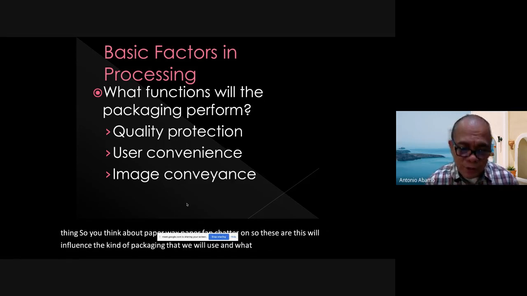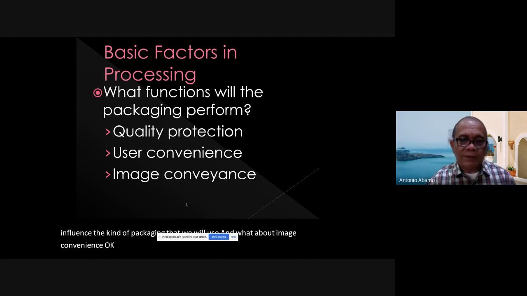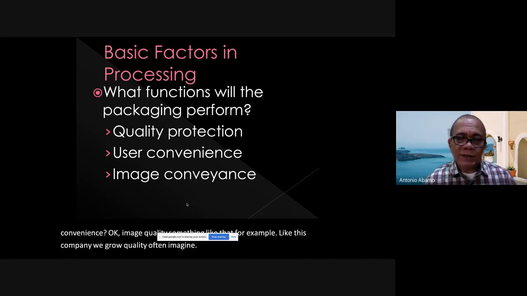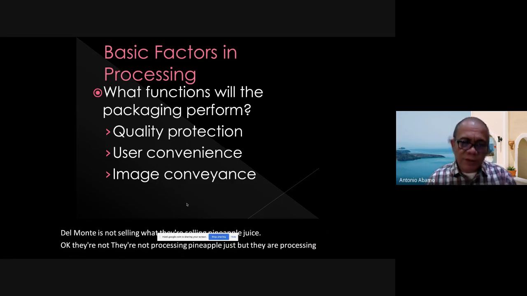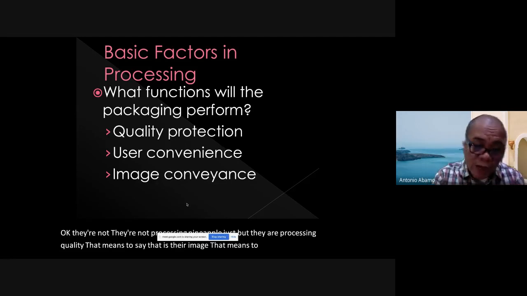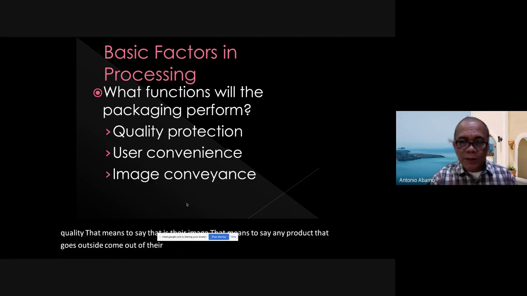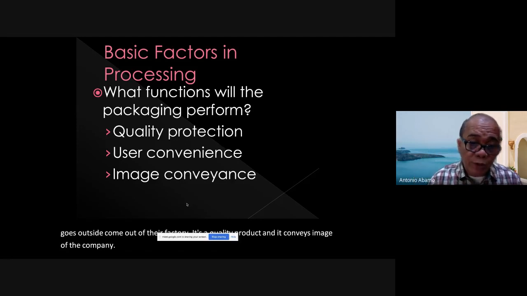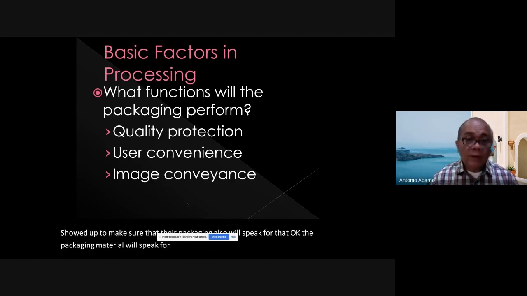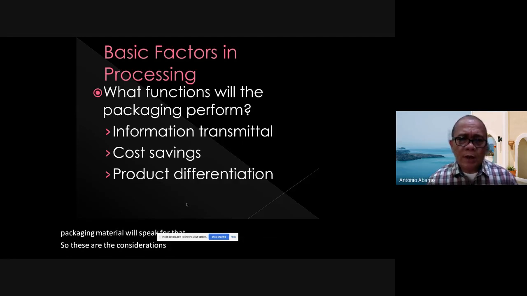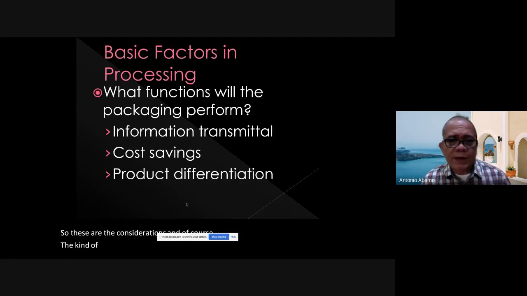And what about image conveyance? Okay, image quality, something like that. For example, like this company, we grow quality. Can you imagine? Del Monte is not selling what? They're not selling pineapple juice. Okay, they're not processing pineapple juice, but they are processing quality. That means to say that is their image. That means to say any product that comes out of their factory is a quality product, and it conveys the image of the company. So they have to make sure that their packaging also will speak for that. Okay, the packaging material will speak for that. No? So these are the considerations, and of course, the kind of information that the packaging material will transmit, no?